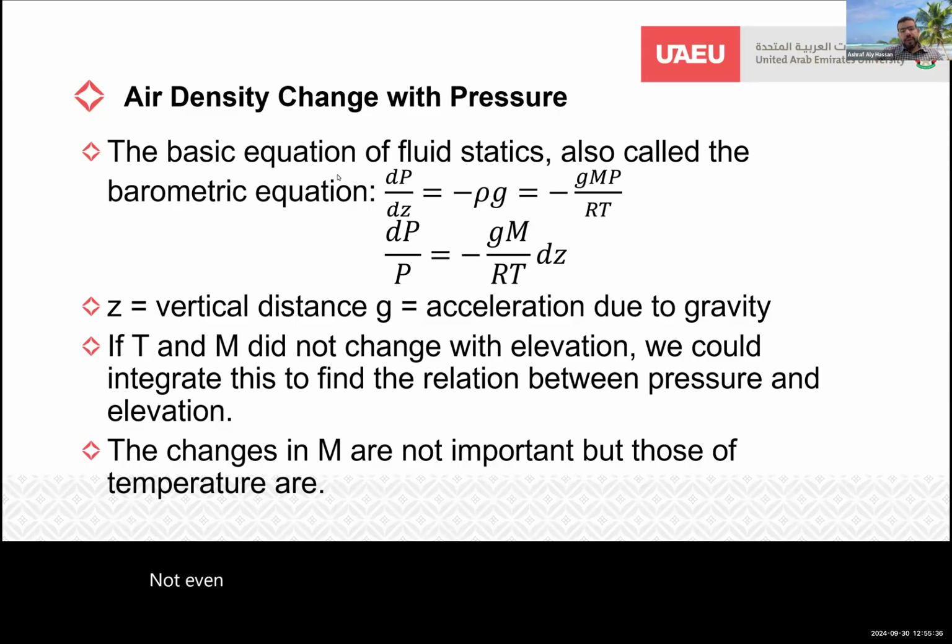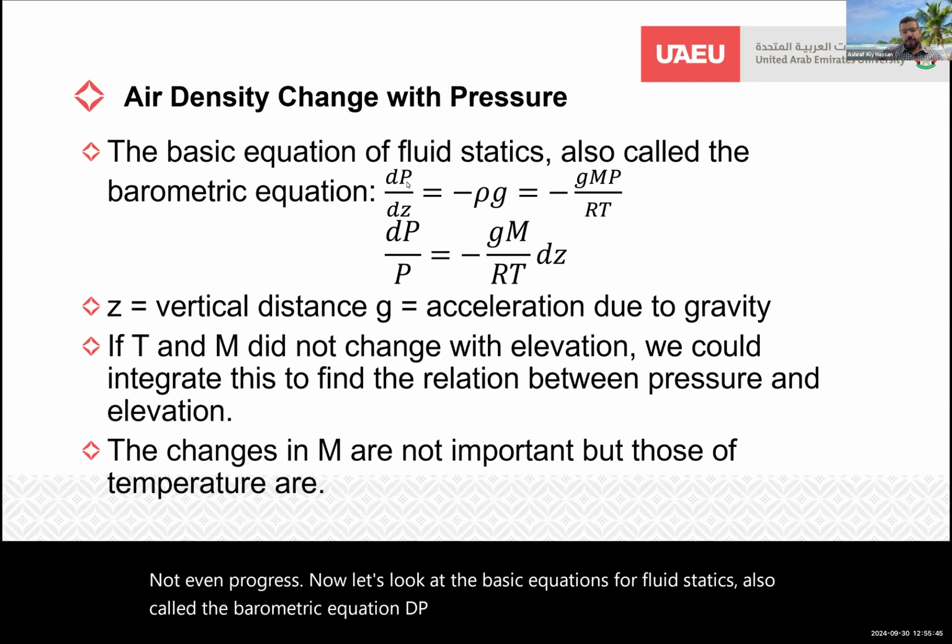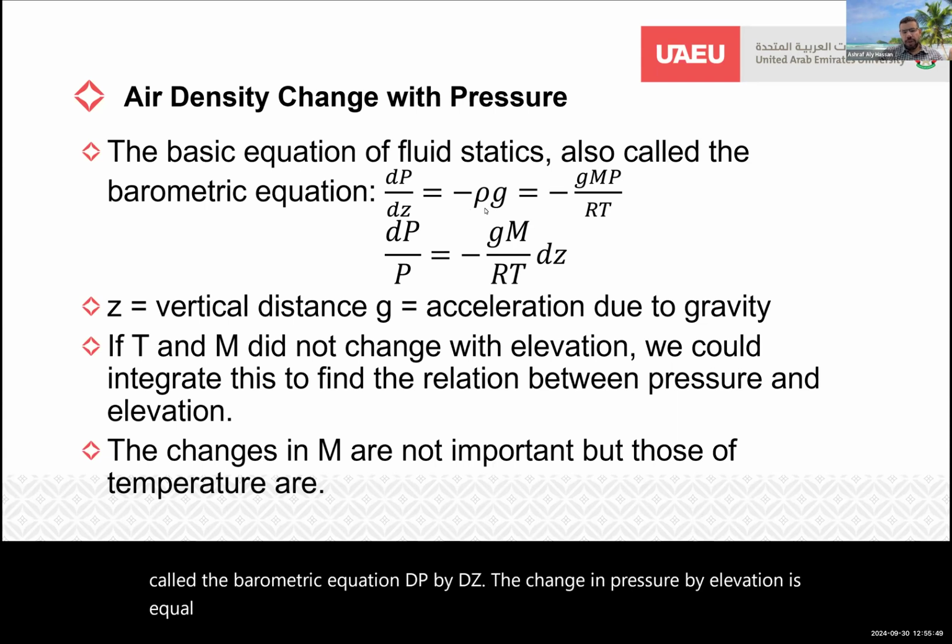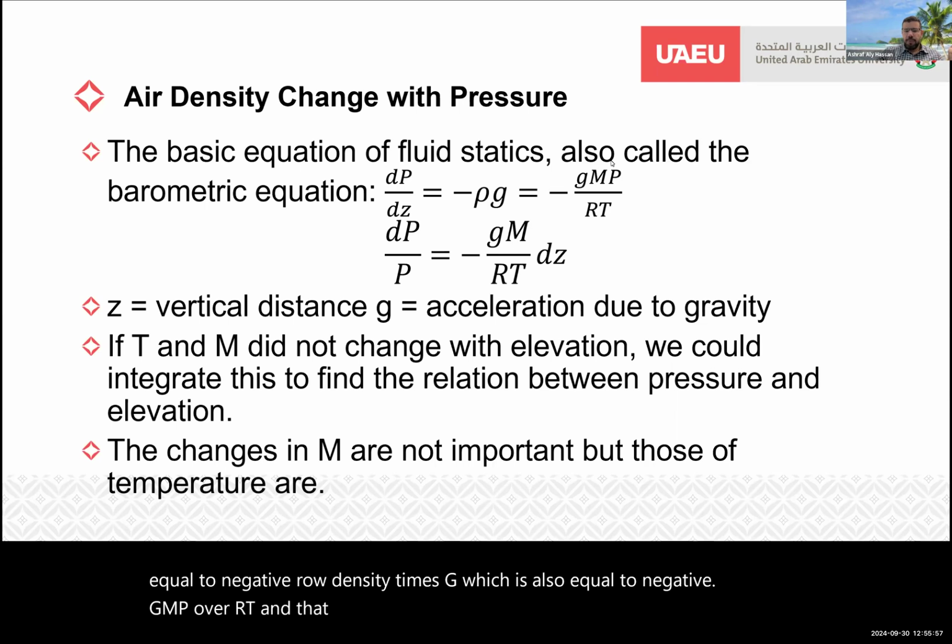Now let's look at the basic equation for fluid statics, also called the barometric equation. dP by dZ, the change in pressure by elevation, is equal to negative rho times G, which is also equal to negative G M P over R T. And that comes from a few slides back.